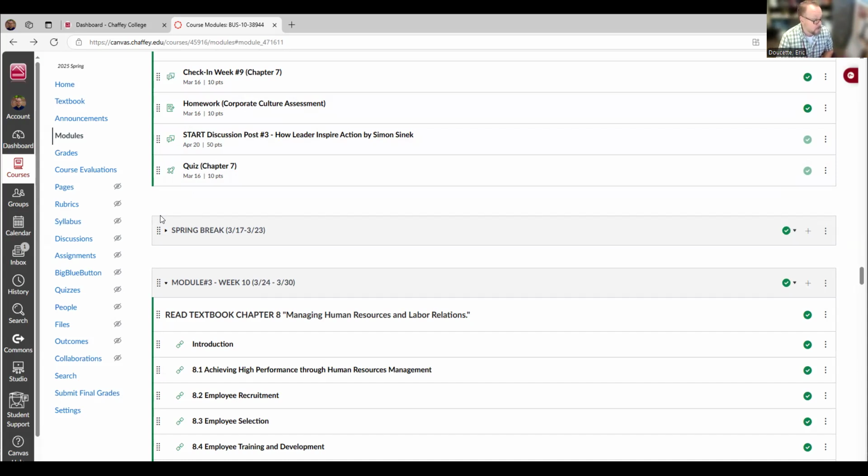But if for some reason you've gotten behind, or you're struggling with some things, take advantage of the spring break to catch up and make up some of those past assignments that you may have missed that are still open. The only assignment I close is the check-in assignment, but everything else is still open, and you can go back and retake it or redo it or do it if you've missed it.